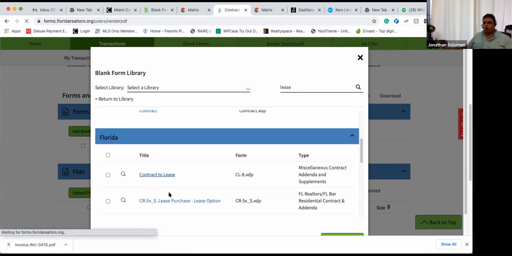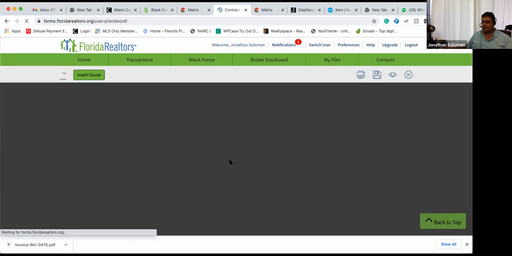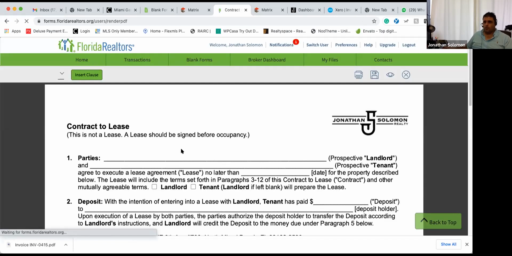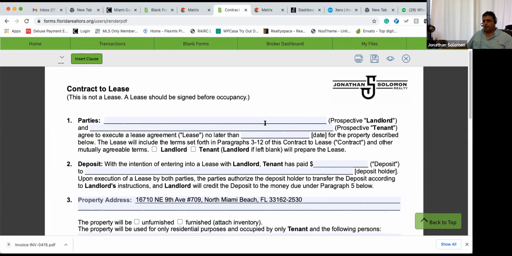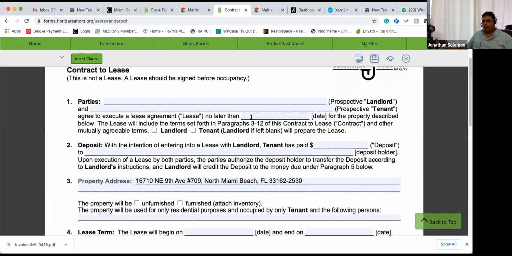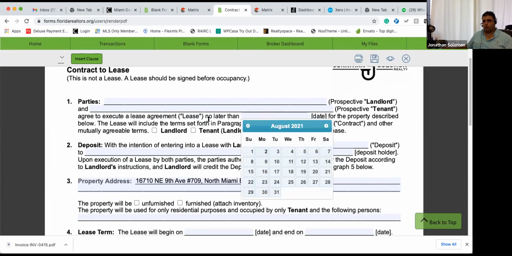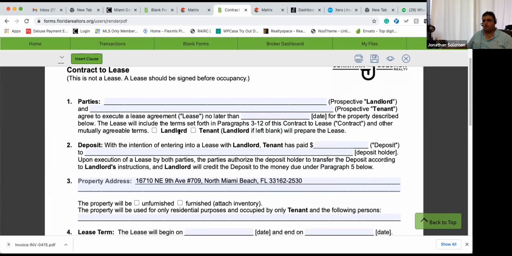That is basically the offer that we're sending a potential landlord. This is an example for the contract to lease. We have the parties, as almost on any other documents. We have the parties, the landlord, the tenant. Afterwards, we have the time for the landlord to agree to this offer.